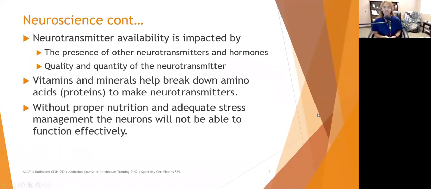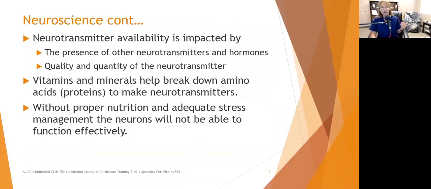Neurotransmitter availability is impacted by the presence of other neurotransmitters and hormones. And I'm going to show you a couple diagrams in a couple of minutes. But if there is cortisol in the system, which is a hormone, that is our stress chemical. And our stress chemical is telling our body, fight, flee, protect yourself. So it is going to basically shut down or reduce the availability of things like GABA and serotonin because the body is trying to fight or flee.